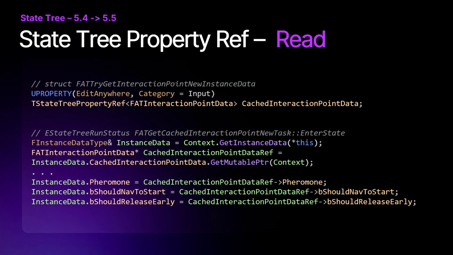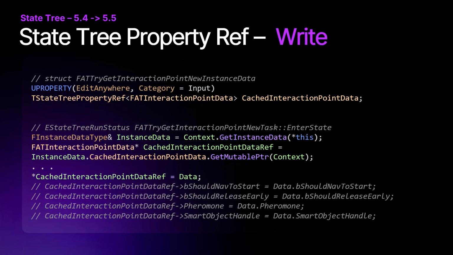It's pretty simple to use in C++. You just need to use the state tree property reference to reference a parameter you want to use. And you can read it the same way you read other pointers and references. And the same goes for writing back into it as well.